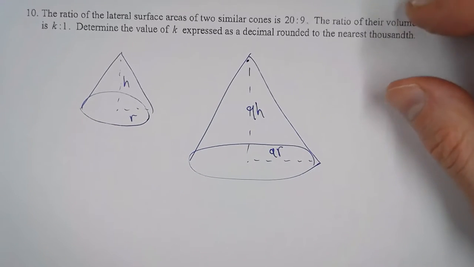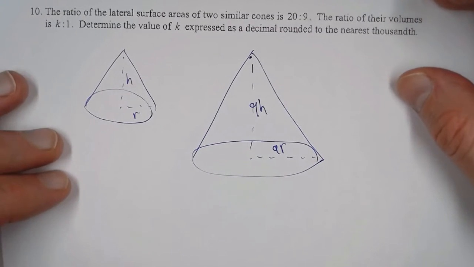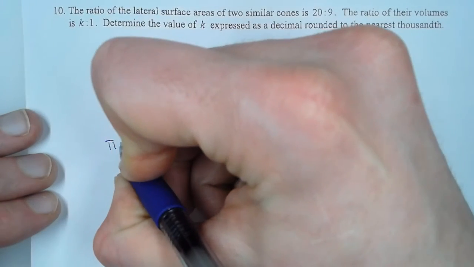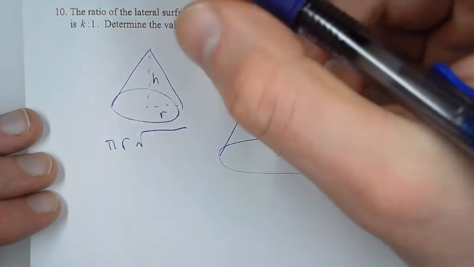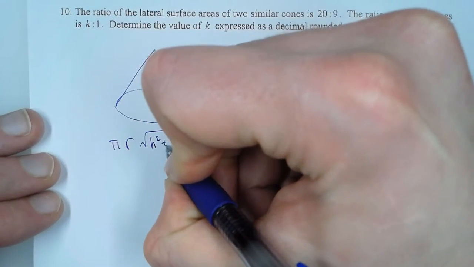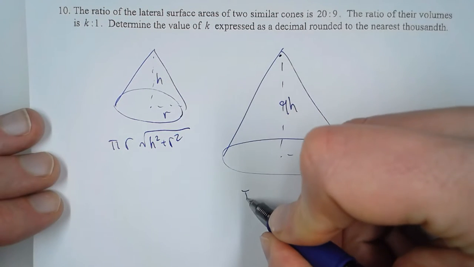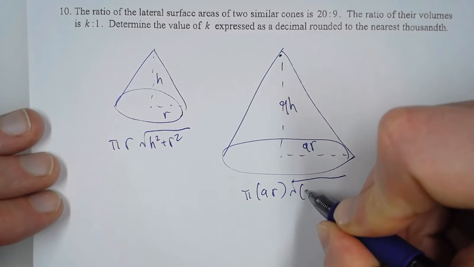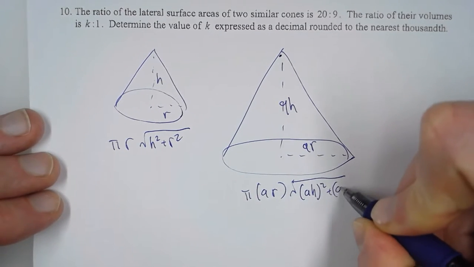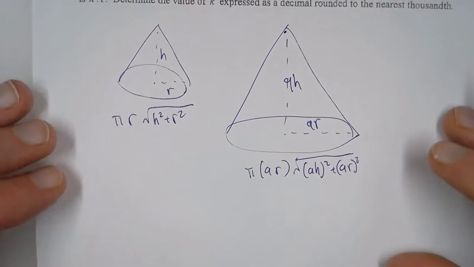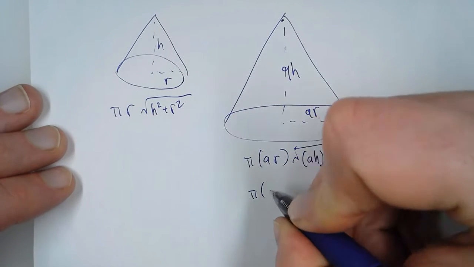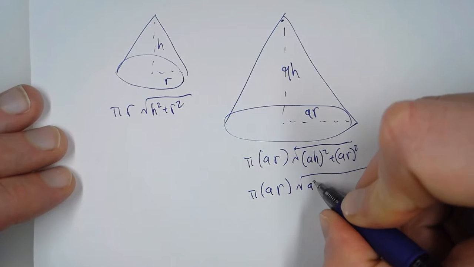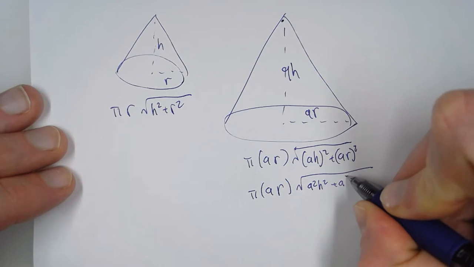Now the formula for finding the lateral area of a cone is pi r times the square root of h squared plus r squared. So for this one, it's going to be pi times ar times the square root of (ah) squared plus (ar) squared. Now we can expand these. We have a squared h squared plus a squared r squared.